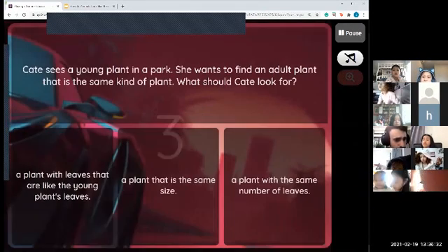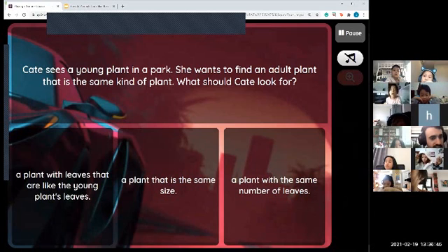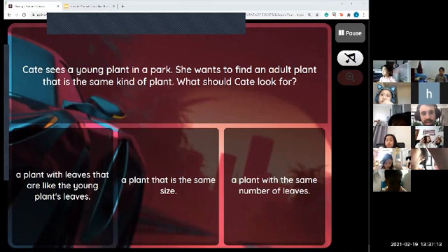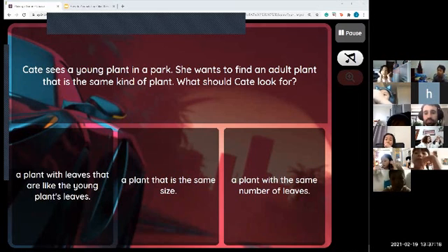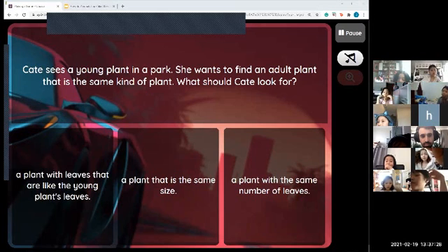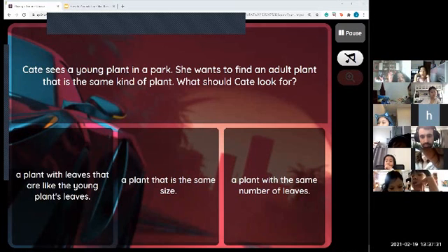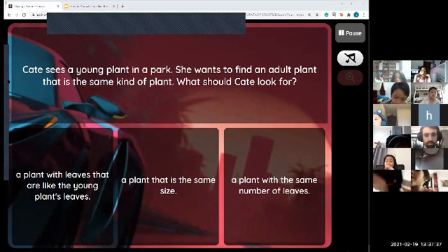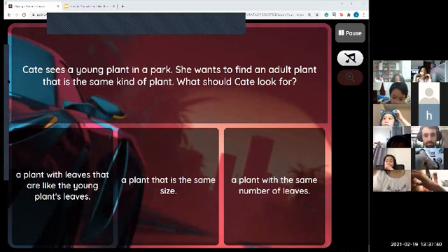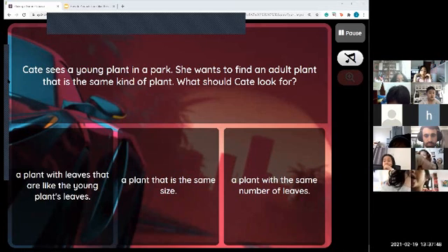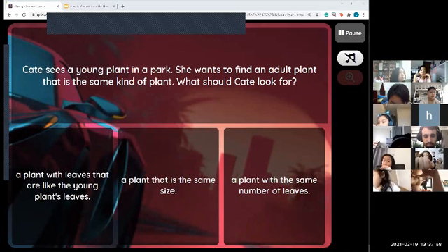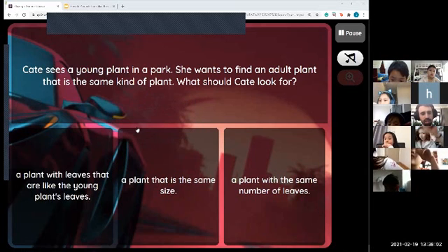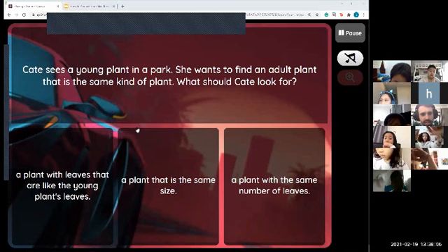Okay, let's have someone new. I'm trying to call on some new people. Let's have Sarah. Sarah, can you read the question for everyone? Kate sees a young plant in a park. She wants to find an adult plant of the same kind. What should Kate look for? She wants to find the parent plant. What should she look for?